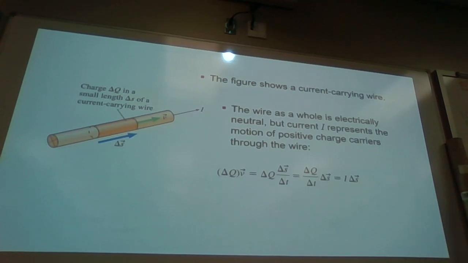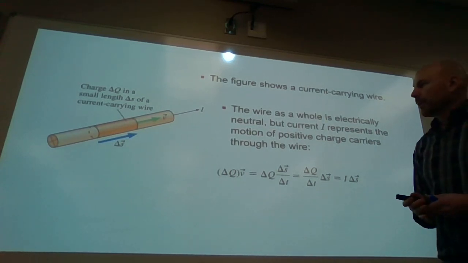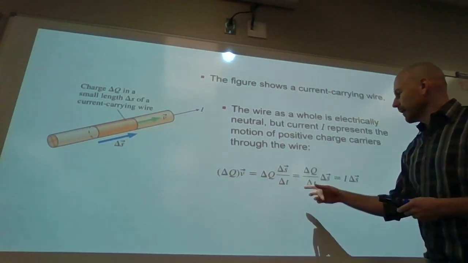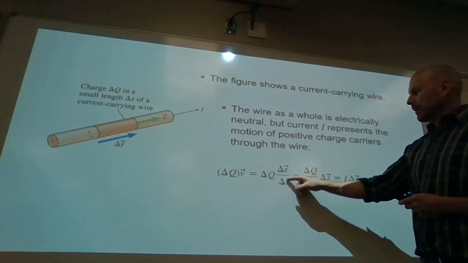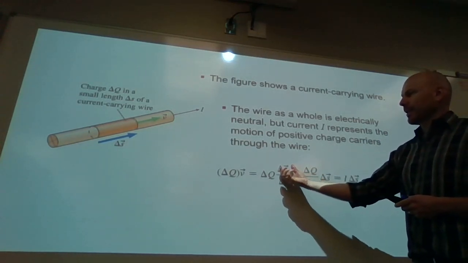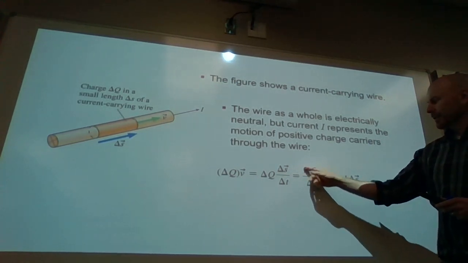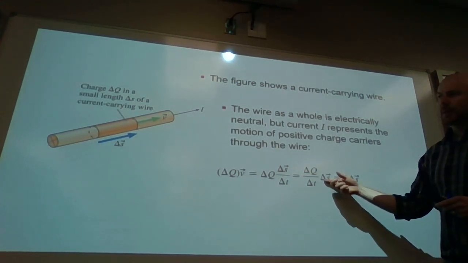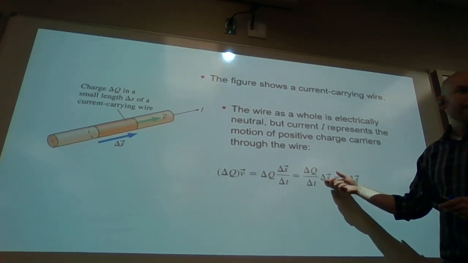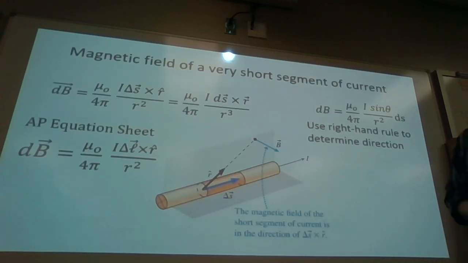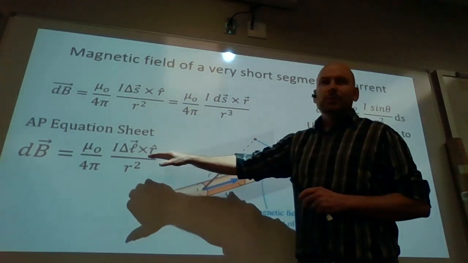So they're building this idea: you have a certain amount of charge that has a certain velocity, and that velocity is how far it traveled in a certain amount of time, and then we're going to use that time. So this is current multiplied by the distance it travels. Okay, so during this very short segment of current, this is what you get on the equation sheet.